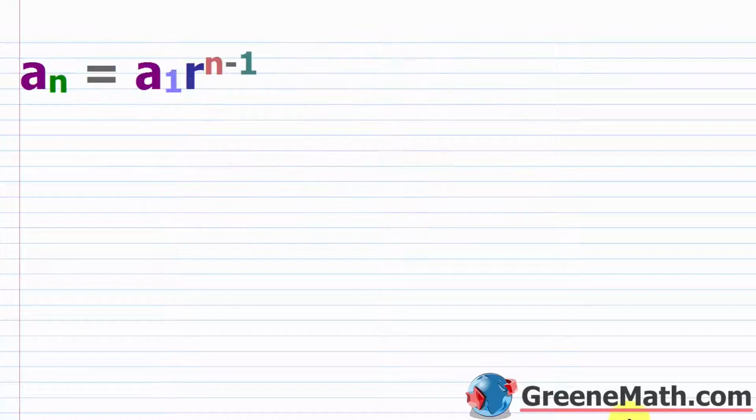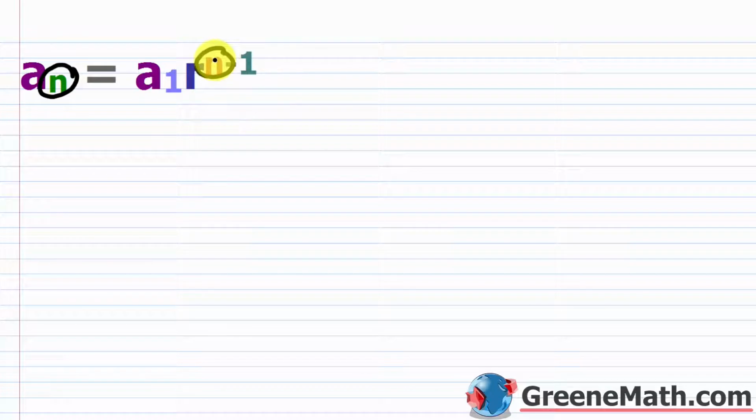All right, now the next thing we're going to talk about: you might also be asked to find the nth term of a geometric sequence. There's a really easy formula you can use for this. So a sub n is equal to a sub 1 times r, again the common ratio, raised to the power of n minus 1.